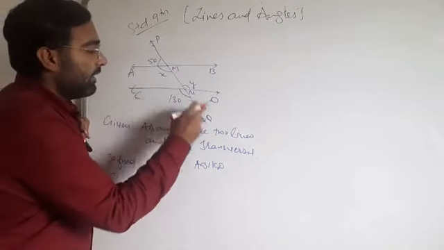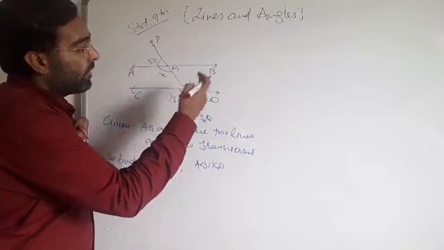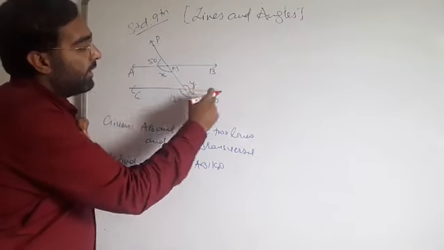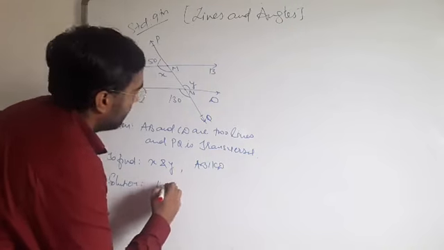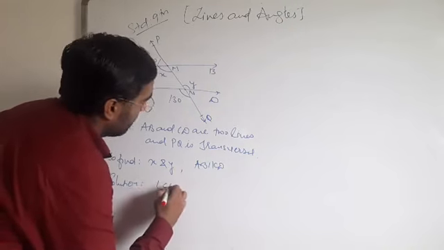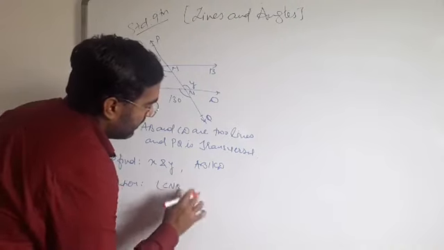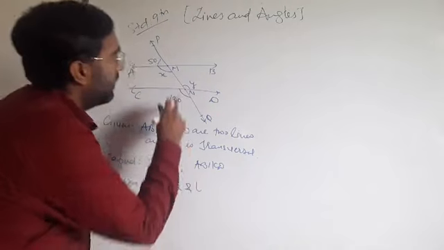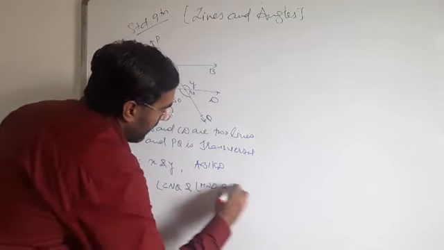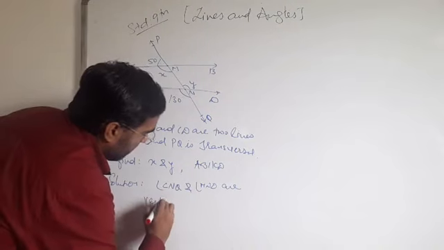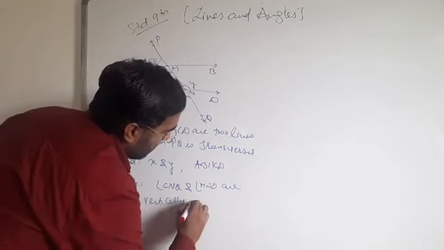Now angle CQ and angle MD. Okay, angle CQ and angle MD are vertically opposite angles. Okay, you can see that.